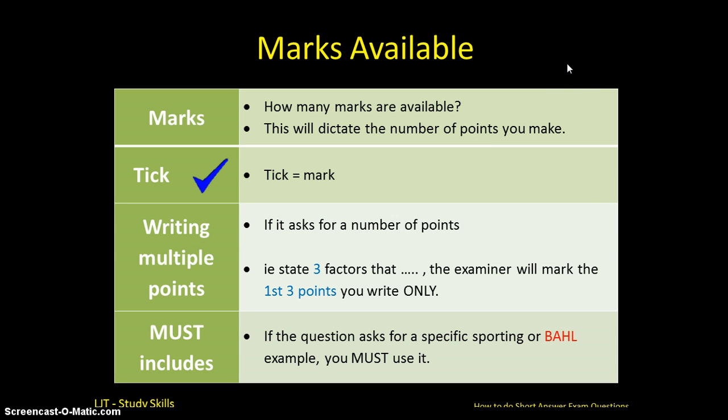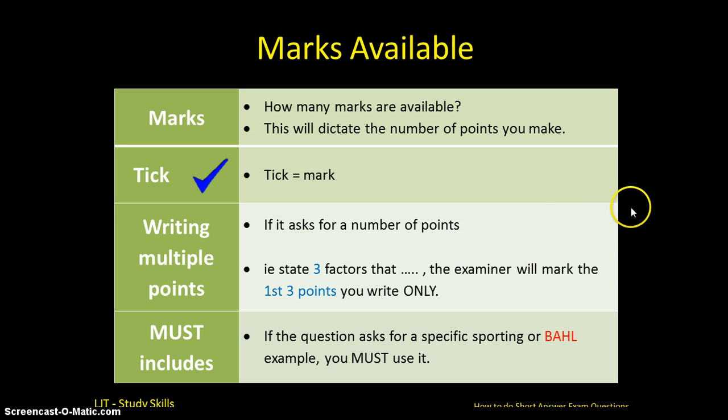It's obviously quite helpful to look at the marks available with a question. Is it a 2 mark, a 4 mark, a 6 mark question? Once you know how many marks are available, you can dictate how much time and how many points you make. In the short answer questions, basically every tick you get is a mark. You make a correct point, you get a tick, you get a mark for it.